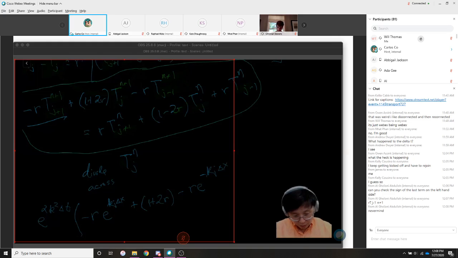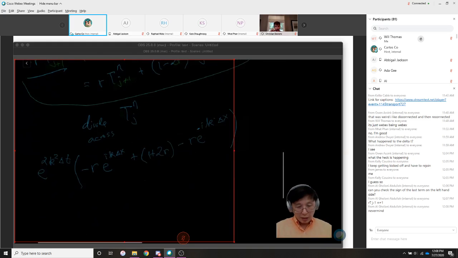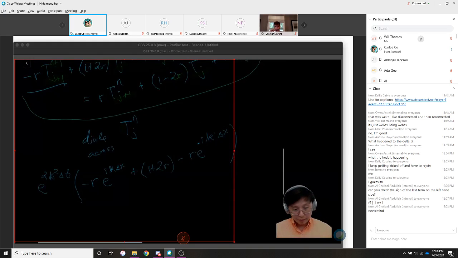Actually, there's no j. What am I talking about? What happens is it's going to be minus I k delta x. I k delta x with a negative sign. All right. And then on the other side, on this side here, it's equal to.